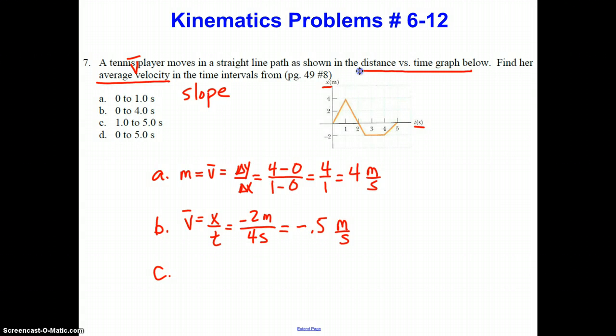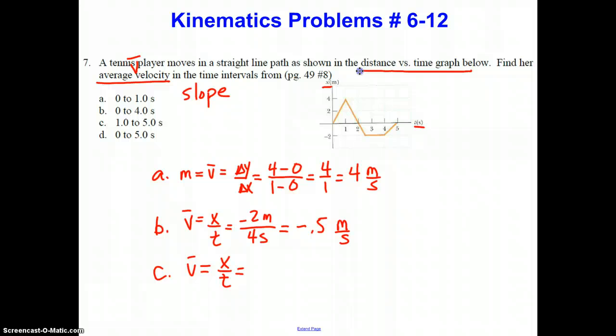For C, 1 to 5 seconds. Again, we have the same issue here. We don't have a straight line between 1 and 5 seconds. So we're going to use the formula for this, which is x over t. The displacement from 1 to 5 seconds. Let's see, we end at 0 position, and we started at a position of 4.